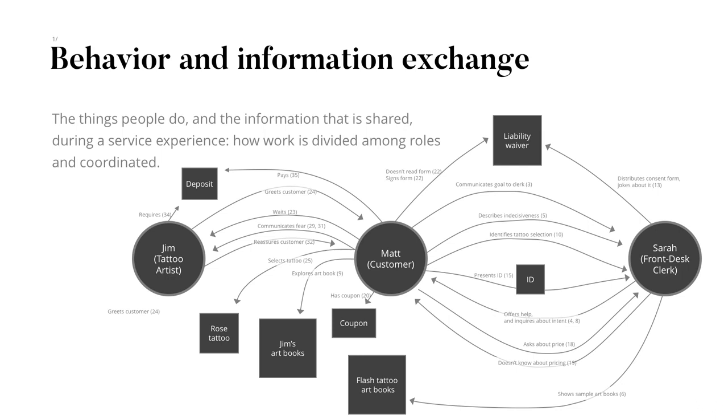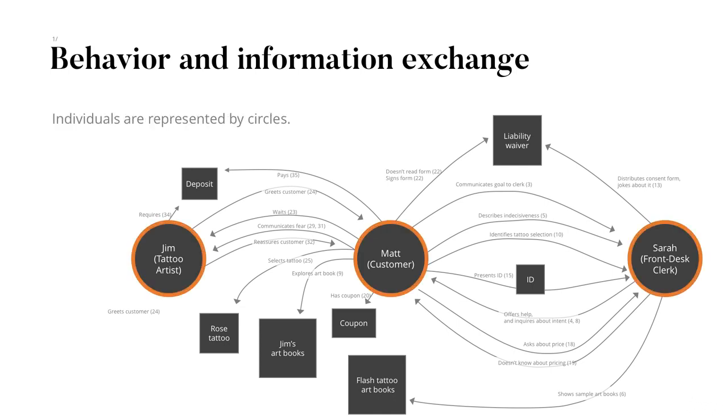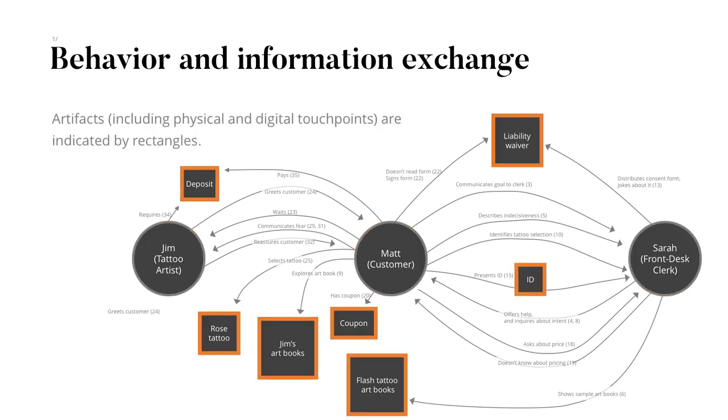There's a couple things that we're going to do on the diagram really specifically to make sure that they're always continuous. First, individuals are represented by circles. You'll see here Jim, Matt, and Sarah make up the individuals in this particular transcript. Next, the artifacts, both the physical and digital touch points, are indicated by rectangles. You'll see some of them here. Matt needs to leave a deposit, and so he's paying. So a deposit gets a rectangle. Jim's art books are rectangles. The rose tattoo that they select is a rectangle.